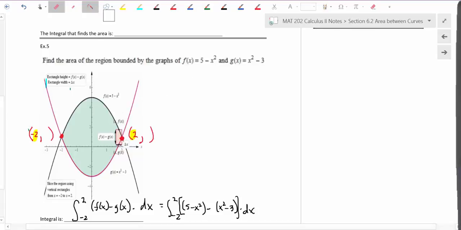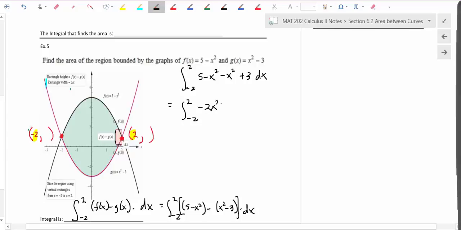Okay, so let's do this over here then. So the first thing I'm going to do is simplify this expression. So I have 5 minus x squared plus 3 dx. So that's going to be the integral from negative 2 to 2 of negative 2x squared plus 8 dx. Now you could go ahead and integrate it right now if you'd like. What I like to do is, if I see a common factor, so you're going to notice I have a common factor of 2 that I can take out. In fact, I'm going to go ahead and take a common factor of negative 2 out. So I have negative 2 times x squared minus 4 times dx.